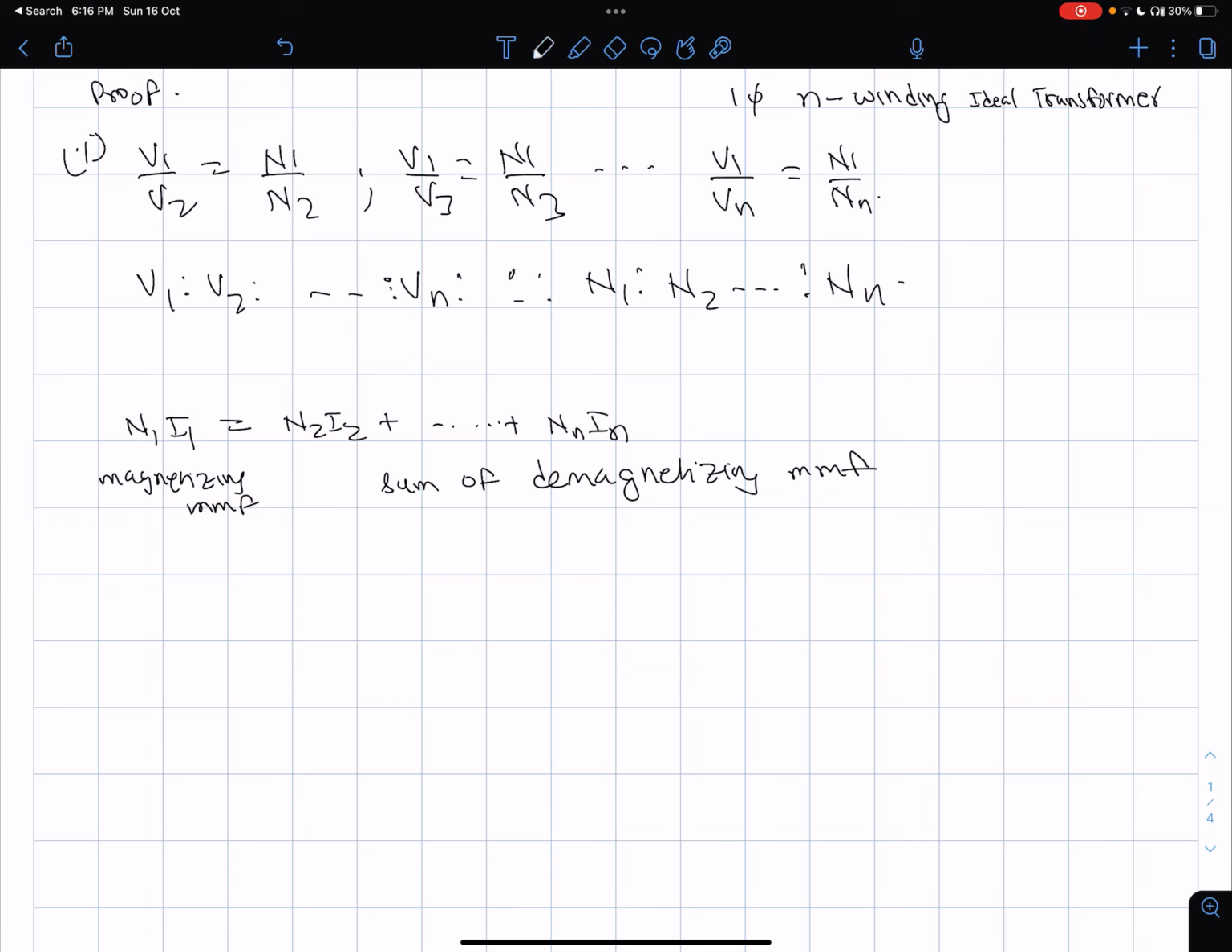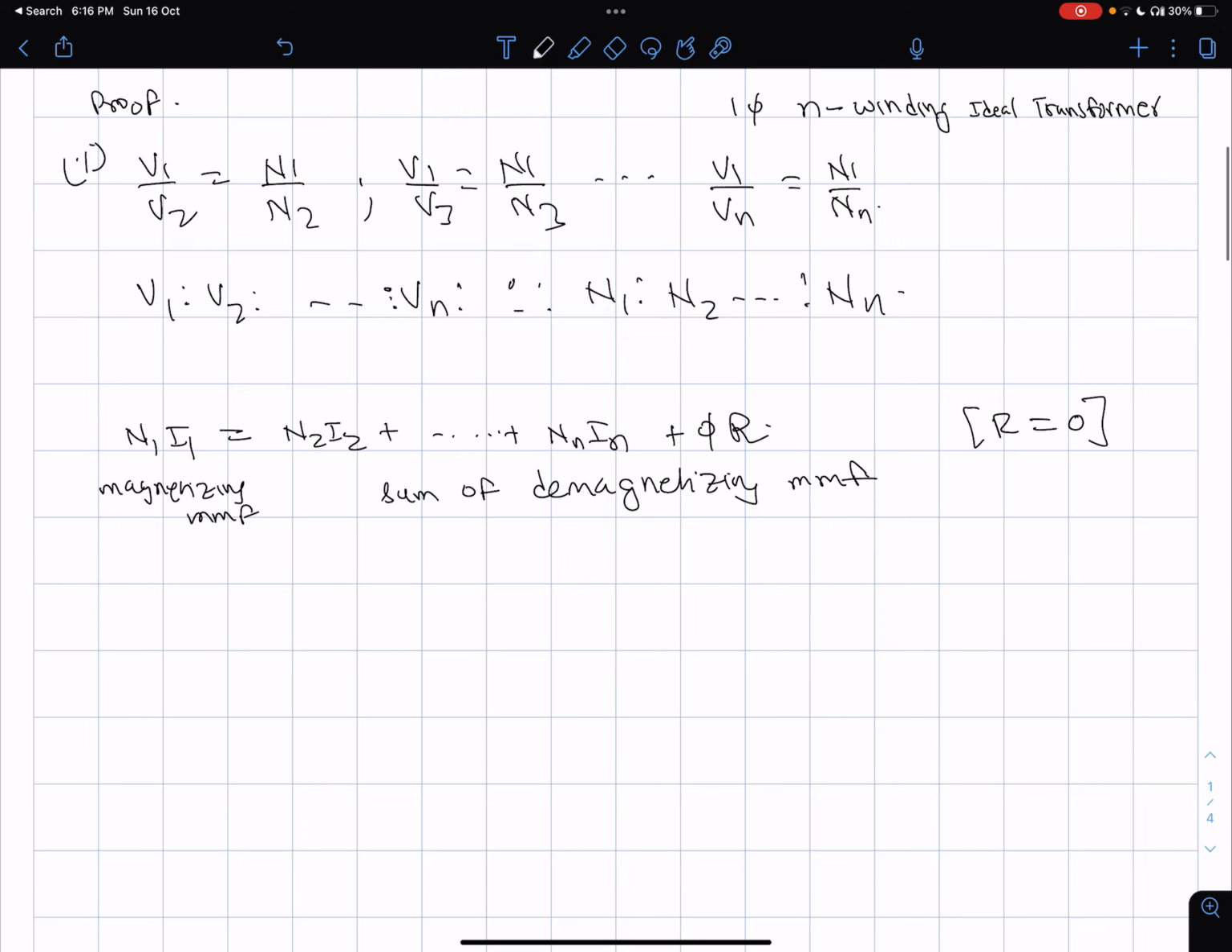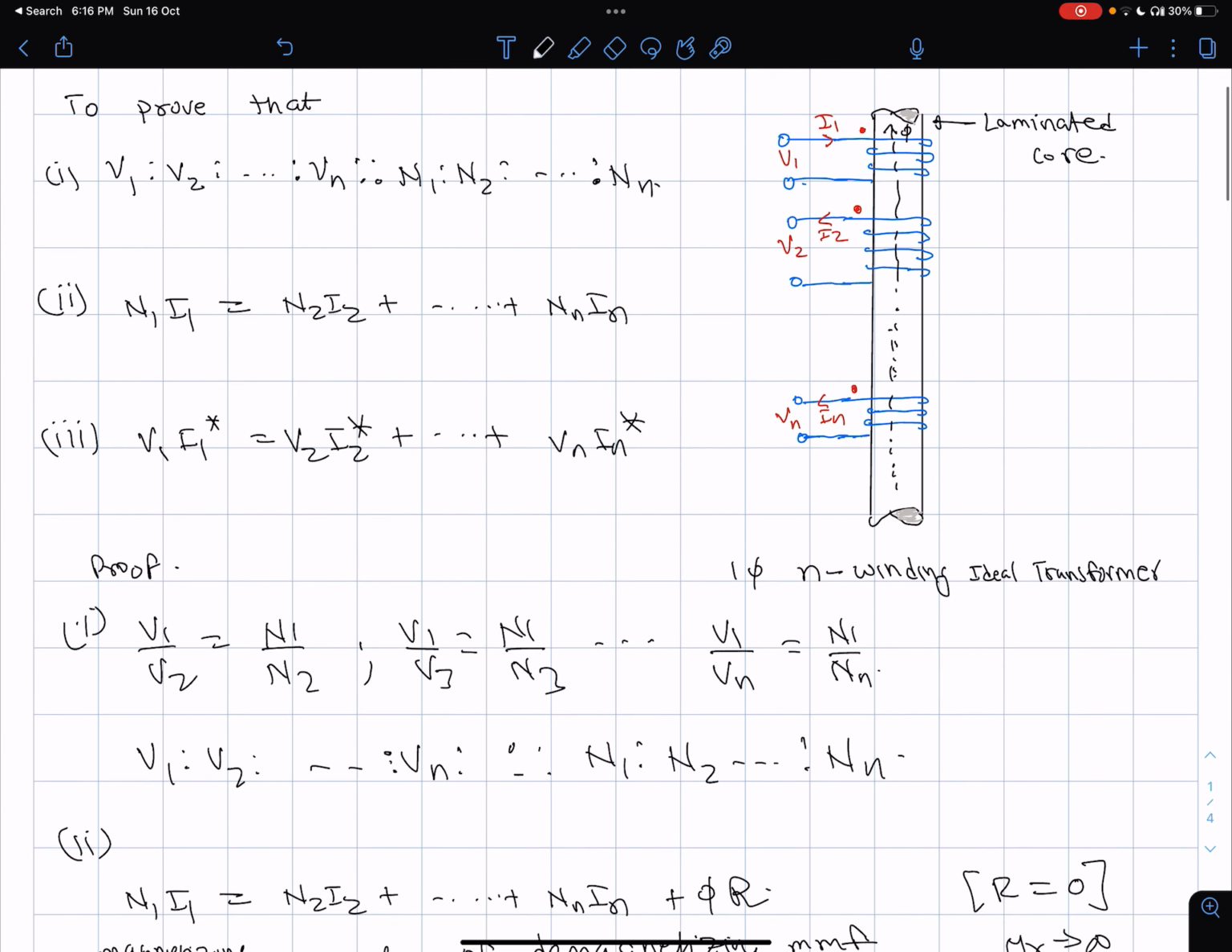So ideally, of course, this whole thing, the difference of the magnetizing and the demagnetizing MMF, should be equal to phi times R, where phi is the RMS value of the flux in the core and R is the reluctance. But because we are taking an ideal transformer for our discussion, R will be equal to 0. Because mu R is infinity, the reluctance becomes 0, and therefore follows the second equation. Now comes the third equation.